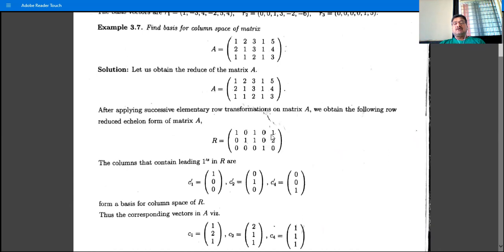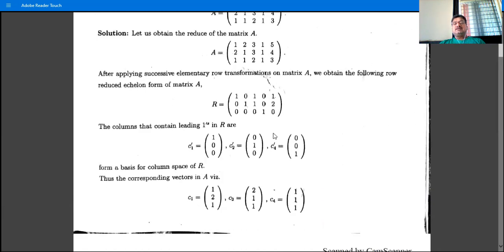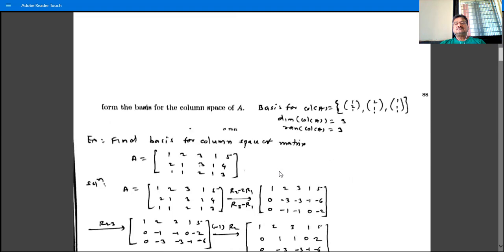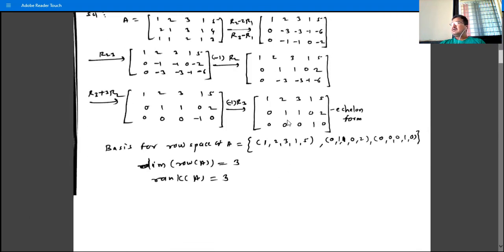So what is the difference between a row echelon form and a reduced row echelon form? There is just one difference: in the reduced row echelon form, the elements in the columns that contain leading 1 are 0 except that 1. So except this 1, all the remaining elements in this first column are 0. And this fourth column contains leading 1. So except this 1, all the remaining elements in the fourth column are 0. And this is just in a row echelon form. And so what is the basis for the row space of A?